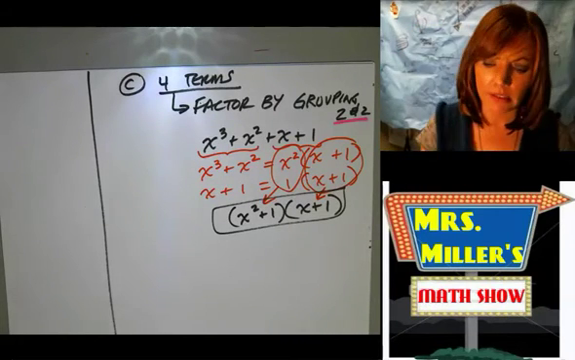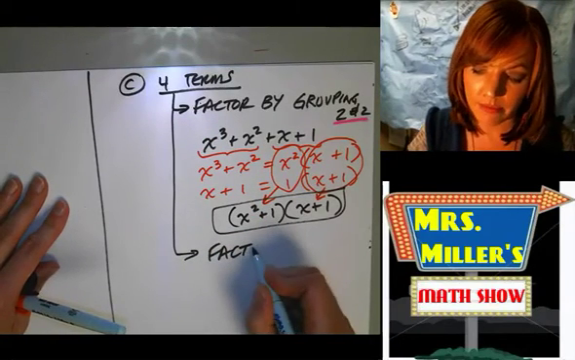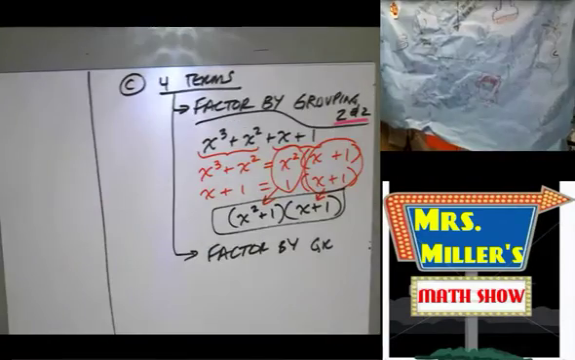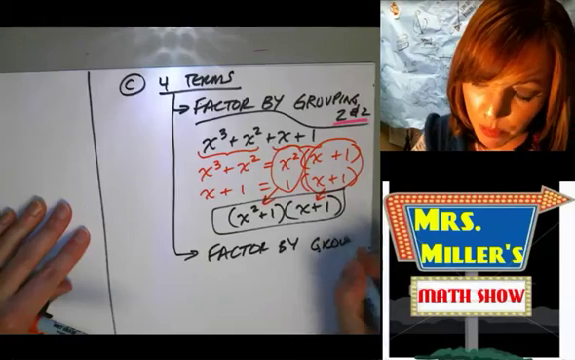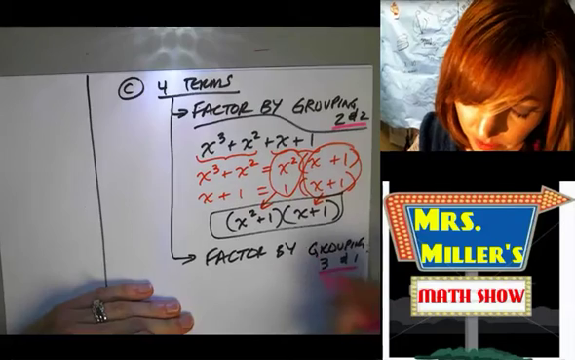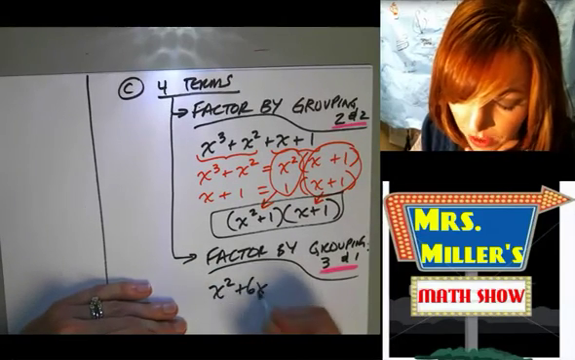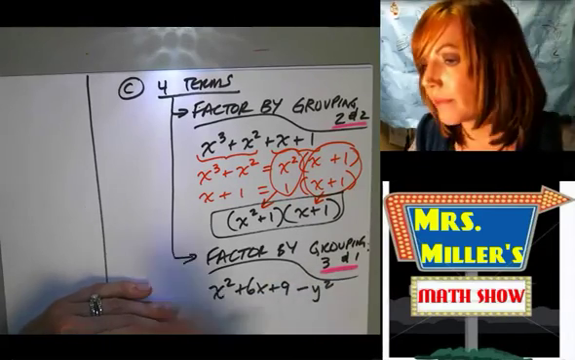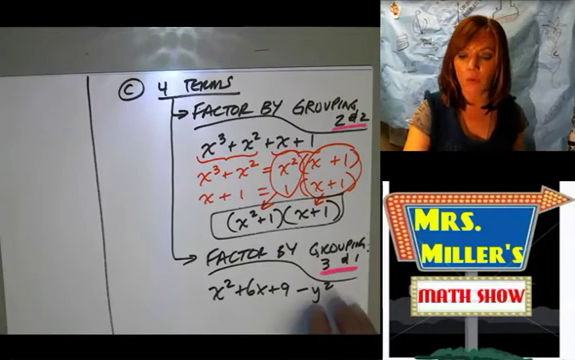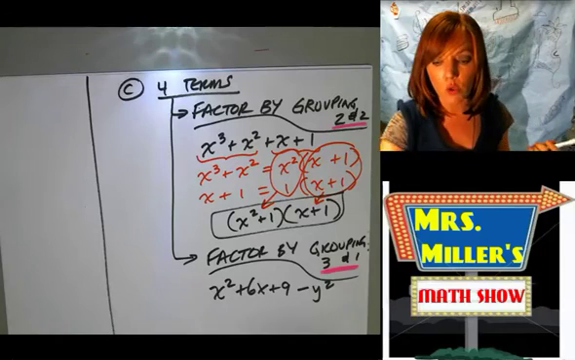Okay, what if we have factor by grouping 3 and 1? We're going to go dim. So factor by grouping 3 and 1. What's the difference here? If I have something like x squared plus 6x plus 9 minus y squared, the thing that should tip you off is the fact that we have one random letter in there. That should tip you off that we're not going to group by 2 and 2. We're going to do something else.